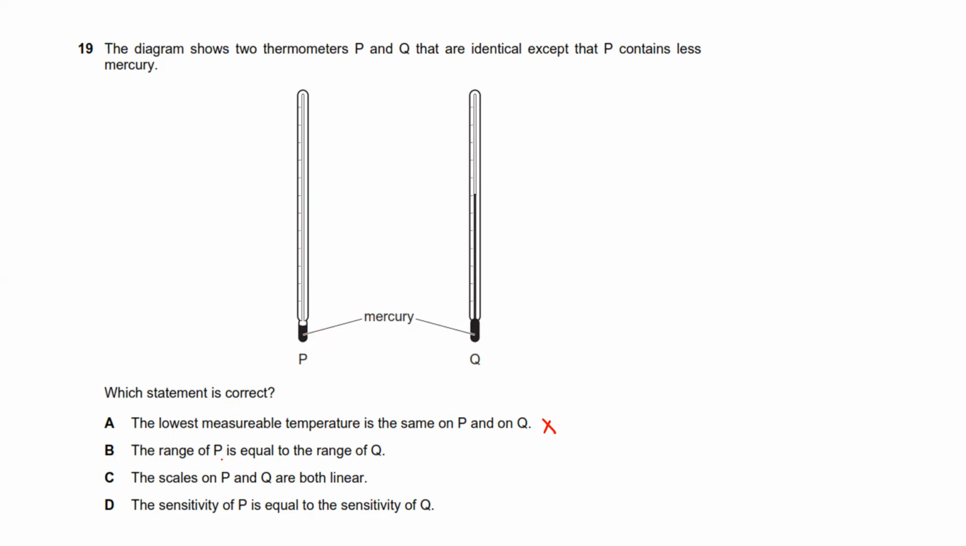So no. The range of P is equal to range of Q. No, because we do not have the same volume of mercury. So for the same temperature rise, the rise of mercury in the column will be different. That is why the range will be different. Scales on both P and Q are linear. By looking at it, they both look linear, so that is fine. Sensitivity of P is equal to sensitivity of Q. No, the sensitivity of both of them is not equal because the volume is less. So answer C is the best choice we have in this case.